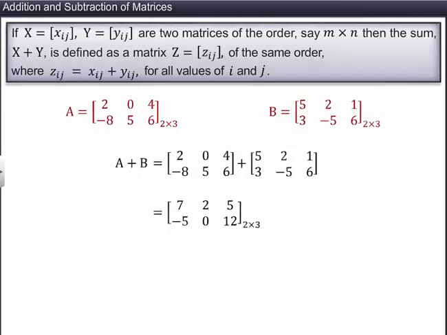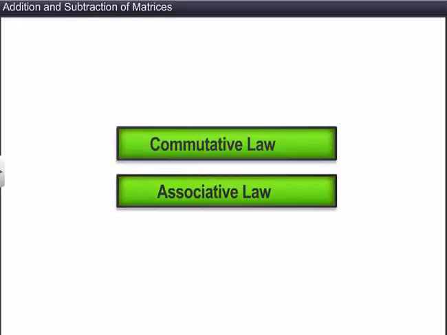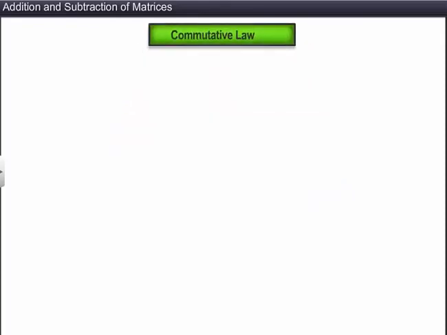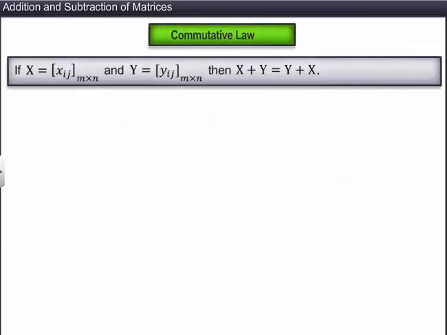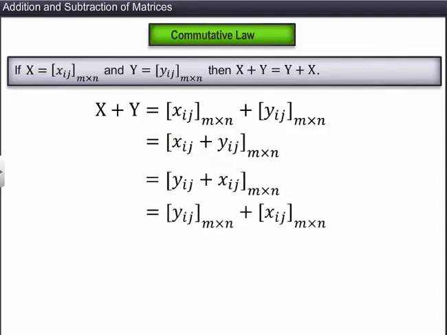The addition operation over matrices satisfies the commutative law and the associative law. First, we will look at the commutative law. If the matrices X and Y are of the same order, M by N, then X plus Y is equal to Y plus X. When we add the matrices X and Y, we actually add the corresponding elements of the two matrices. We know that the addition of numbers satisfies the commutative property. Therefore, the sum of the elements can be written as shown, which in turn is equivalent to Y plus X.